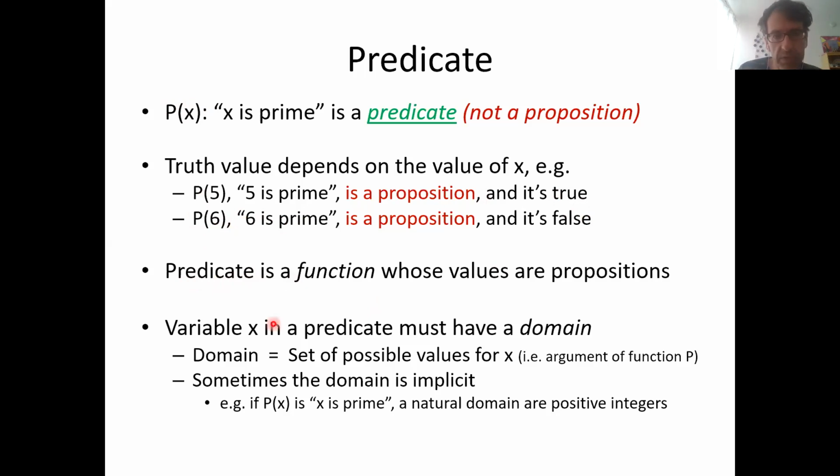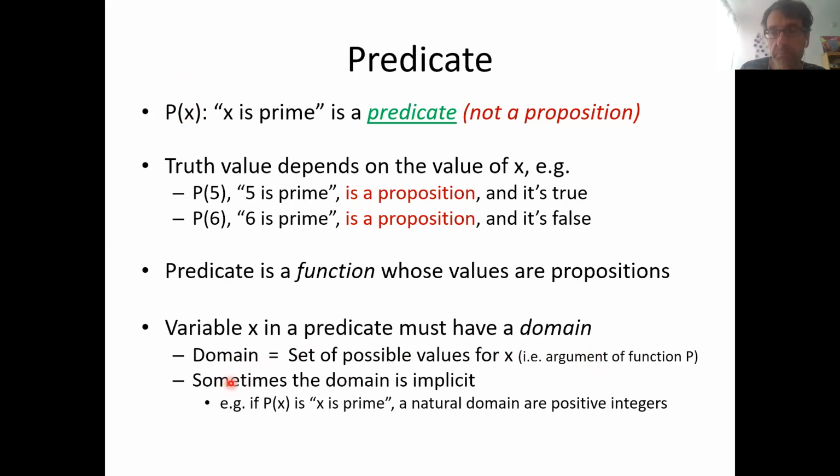A variable in a predicate has an associated concept. When I say p of x is a predicate, I have to specify what domain it goes over. Just like in a function, I have to specify the domain. Otherwise, the function might not be well defined. The domain is a set of possible arguments, possible values for x.